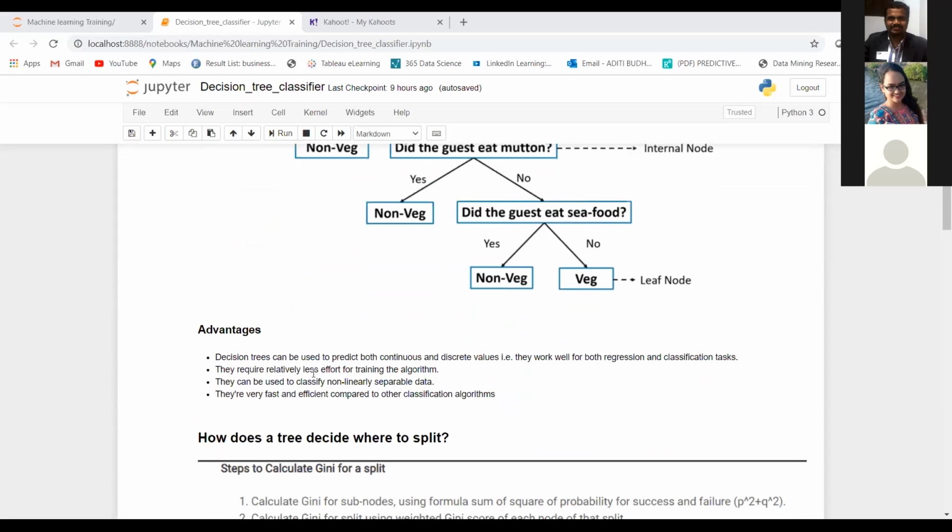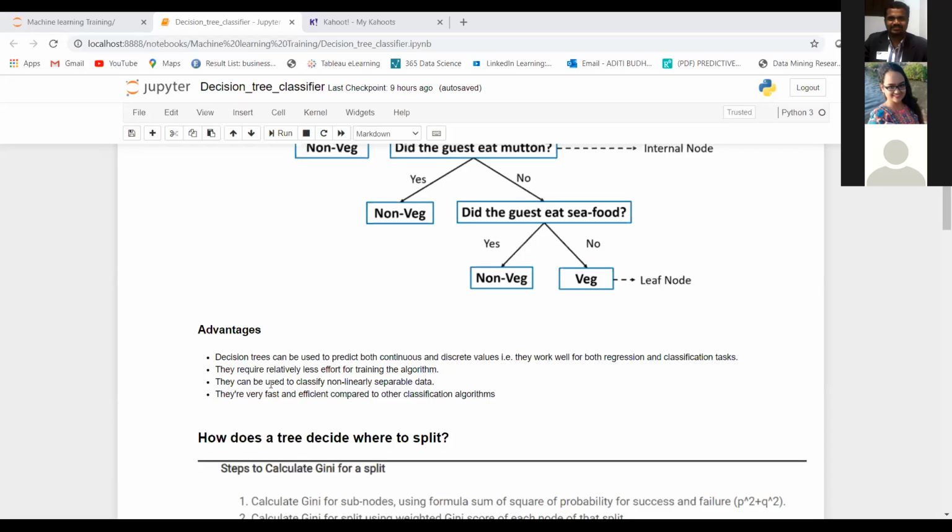Now let us learn about the advantages of decision trees. As we have already discussed, decision trees can be used to predict both continuous and discrete values. That is, they work well on both regression and classification tasks. But most of the time, decision trees are used as classifiers, though you could use them for regression as well. The next advantage is that they require relatively little effort for training the algorithm. Then they can be used to classify non-linearly separable data.